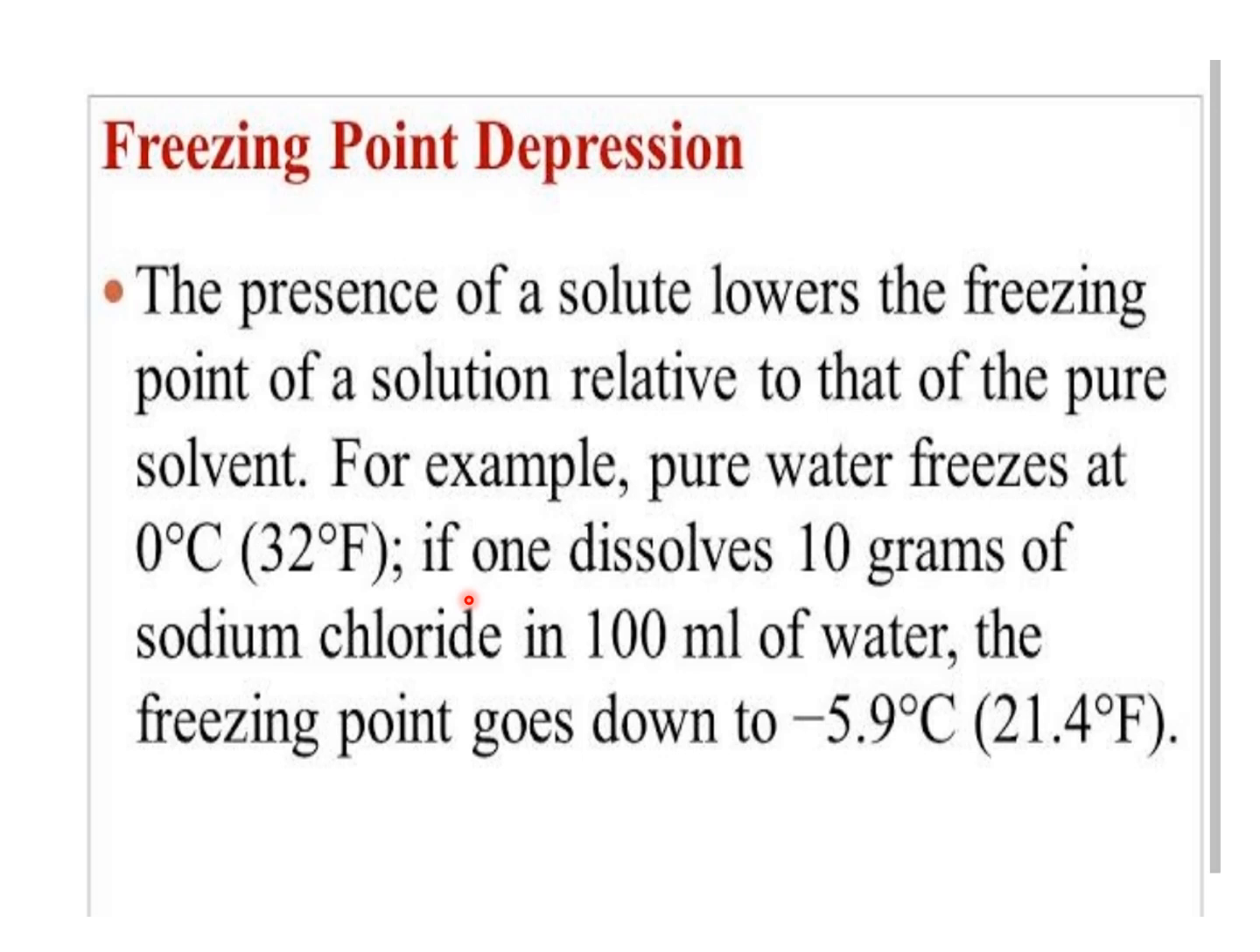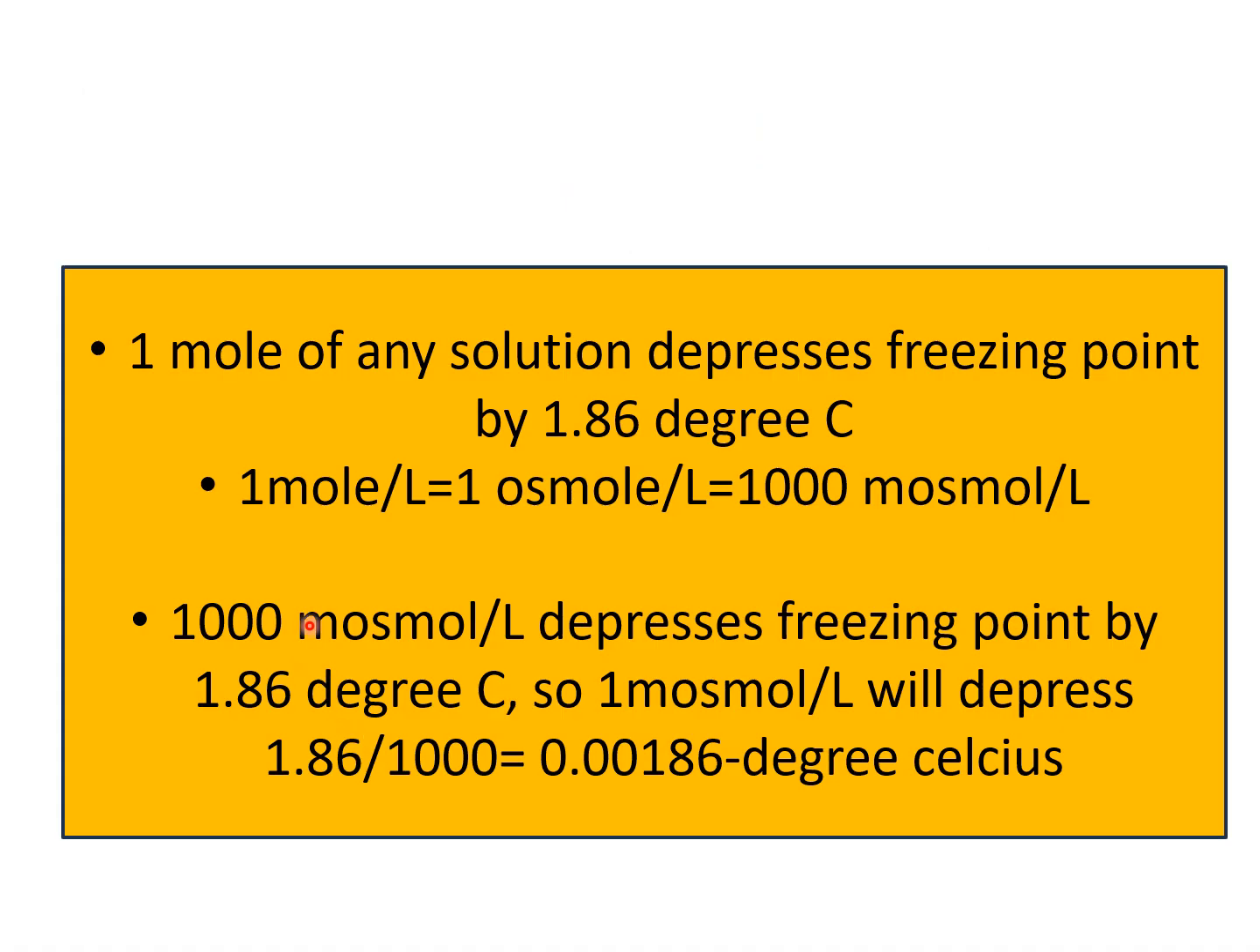So in case of pure water, the freezing point is 0, but if it is a solution containing some solute, there will be depression of the freezing point. Now, what is the freezing point depression of plasma? If we know it, then we can calculate the osmolarity of the plasma. It is seen that if we dissolve 1 mole of any substance in a solution, the freezing point depression becomes 1.86 degrees centigrade.